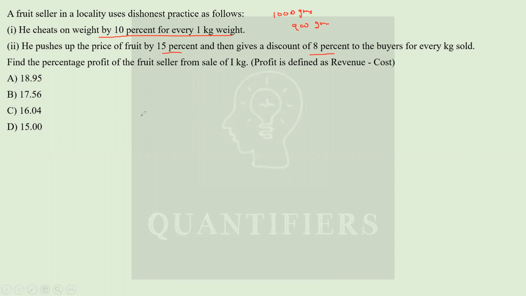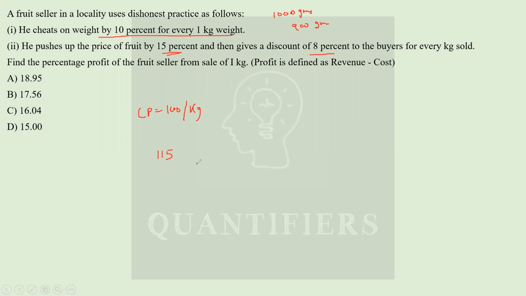Let's assume his actual cost price is 100 per kg. Okay, his actual cost price is 100 per kg. Now he pushes the price by 15%. So that means now his price would be 115.